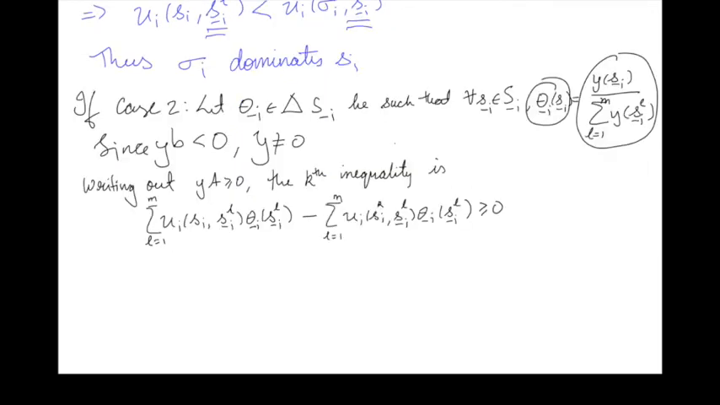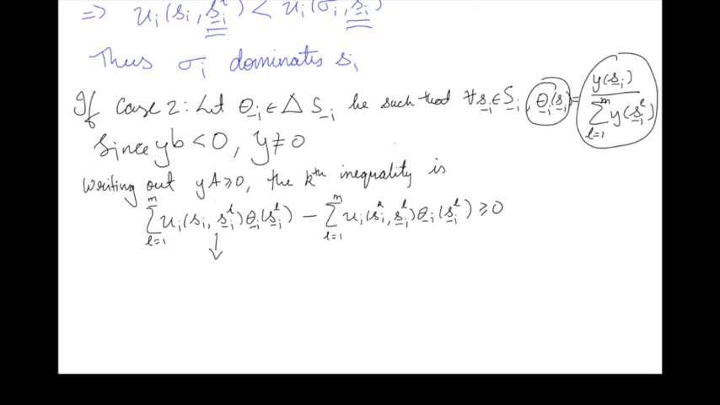If we look at the system of inequalities, Y times A greater than or equal to 0, and we write out the kth inequality in that system, we have that if we take the sum from l equals 1 through M of Ui of Si, S minus Il times theta minus I of S minus Il, and we subtract from that the same expression except replacing Si with Sik, that difference is greater than or equal to 0.